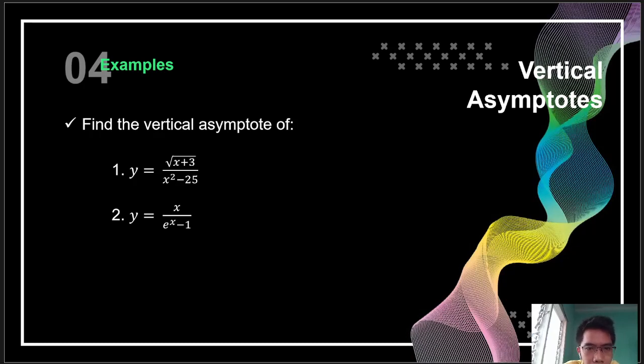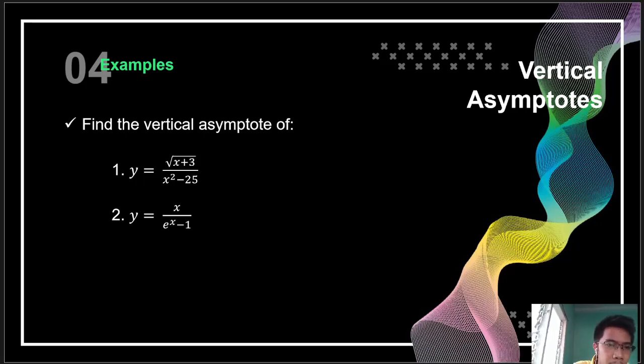Find the vertical asymptote of y equals square root of x plus 3 all over x squared minus 25. So our goal here is to make this function into an infinite limit so that we may find the vertical asymptote. As we have learned a while ago, if a function involves a fraction, we need to set the denominator to 0.